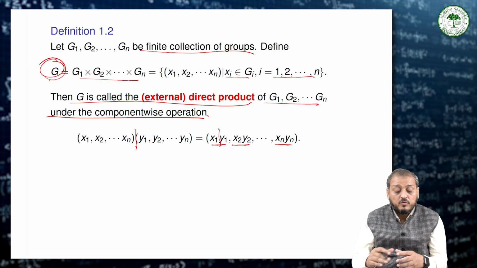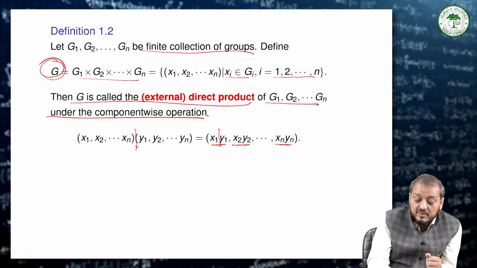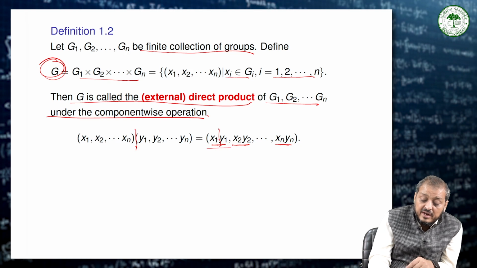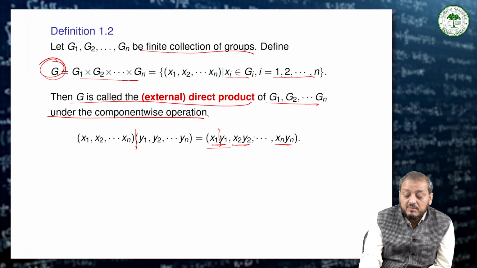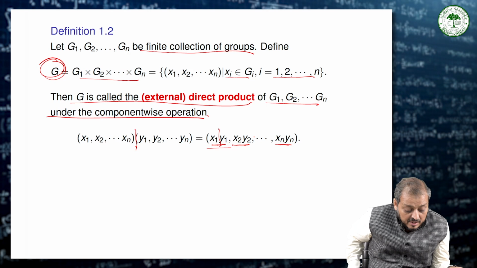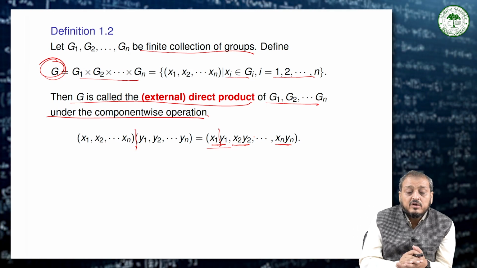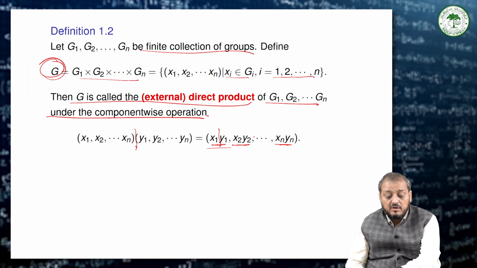Under this we have a component-wise operation. We have addition defined in this form. Clearly, if we have addition under G1, there is multiplication under G2, and similarly we go on in this way. This can be extended to a direct product in this way.